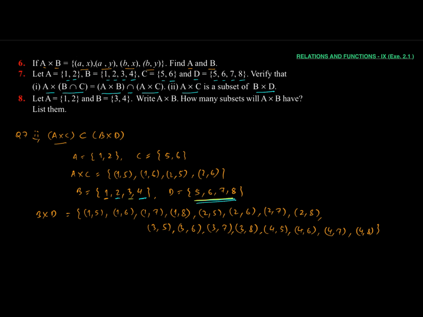So here one can observe that the elements of set A cross C are present in the set B cross D. As 1 comma 5, which is in A cross C, is also present in B cross D. Similarly, 1 comma 6 is an element of A cross C. It is also an element of B cross D. 2 comma 5 is an element of A cross C, and 2 comma 5 is also an element of B cross D. And 2 comma 6 is an element of A cross C, and 2 comma 6 is also an element of B cross D. So here we can say that A cross C is a subset of B cross D.